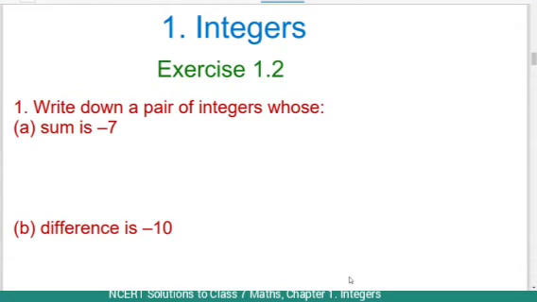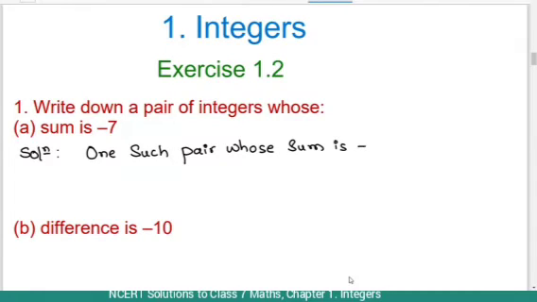Exercise 1.2. First question. Write down a pair of integers whose sum is minus 7. Solution. One such pair whose sum is minus 7 is minus 5 plus minus 2, which is equal to minus 7. So one such pair whose sum is minus 7: minus 5 plus minus 2, that is minus 7.